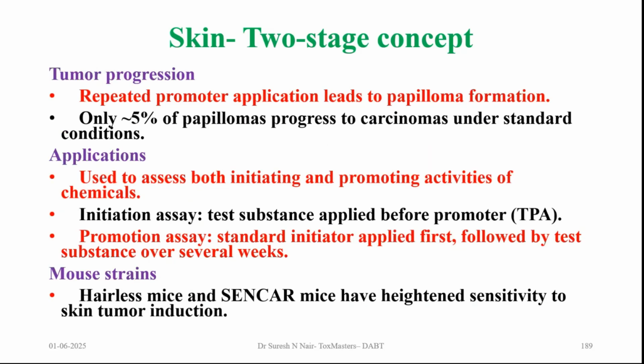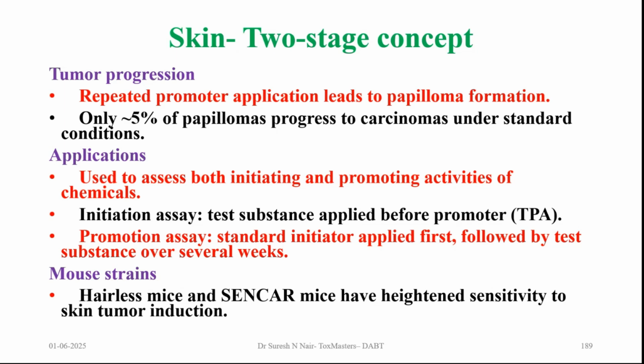Okay, then the progression, the third stage: you can visually see the size of the lesion increasing. Generally, only 5% of the papillomas, the wart lesions, will progress to carcinoma. Generally, the skin lesions or skin tumors will be benign in nature, but when we apply compounds like DMBA, it will develop into carcinoma, the aggressive or malignant form of the tumor. So it can be used to assess the initiating and promoting activity.